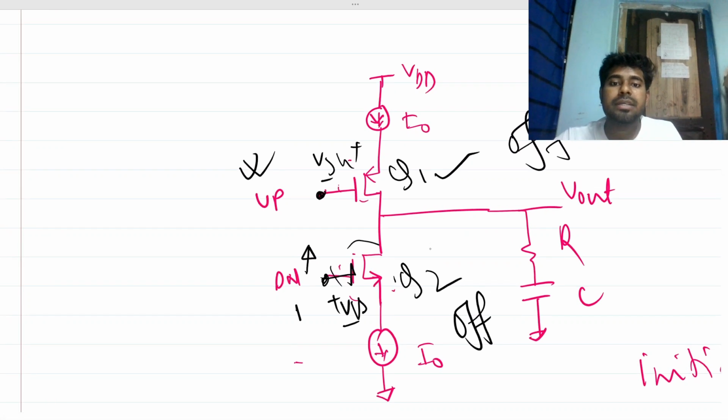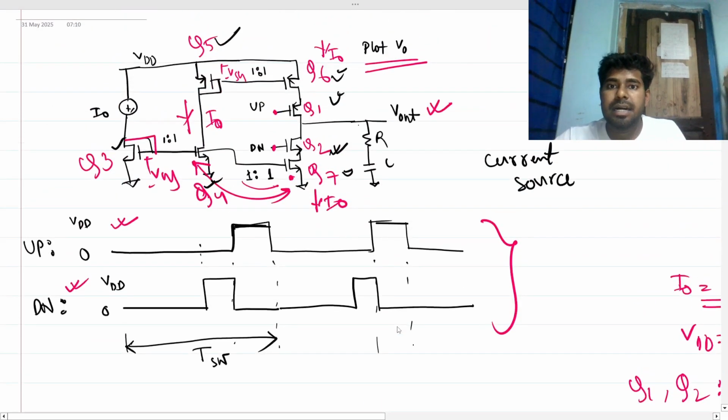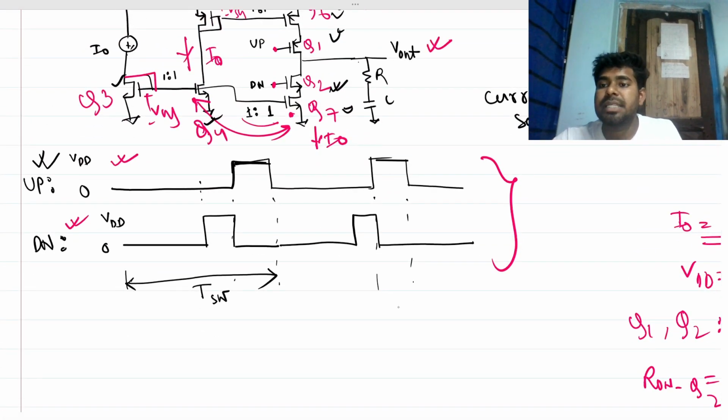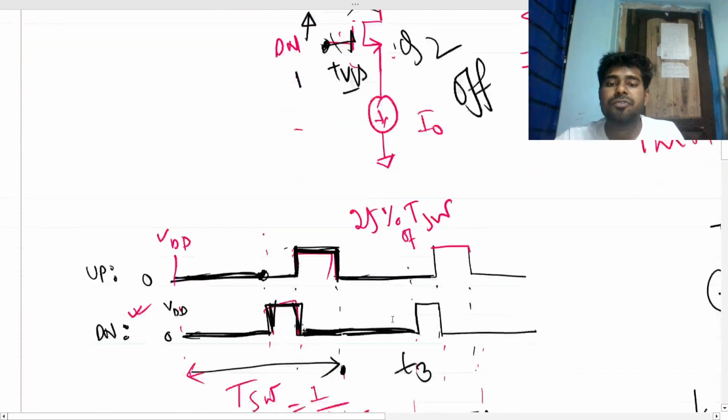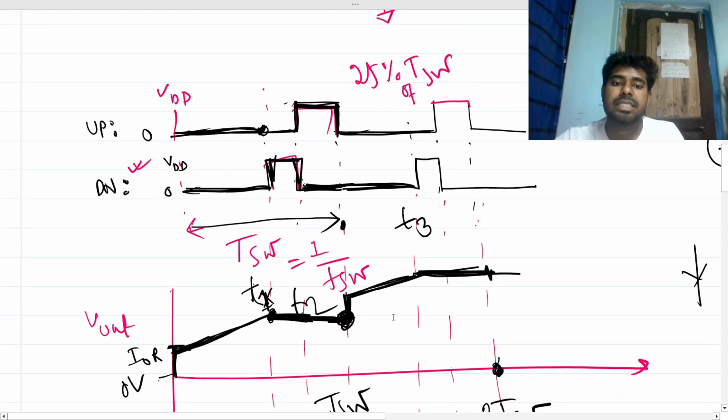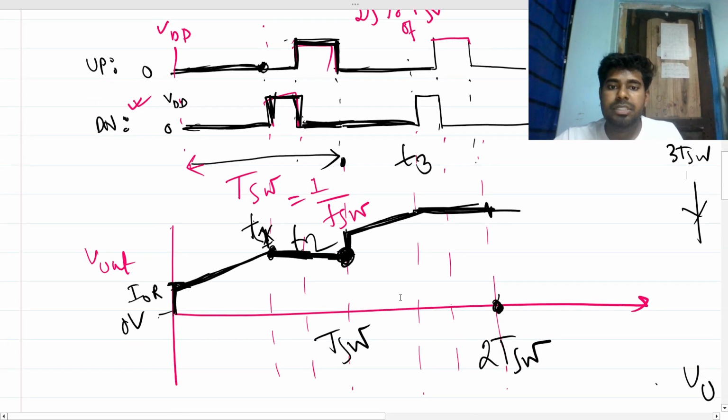Where the switches Q1 and Q2 are controlled by this up and down signal, and we have analyzed the circuit using this up and down signal, and we are getting this kind of phenomenon. So this kind of waveform, and it will be continued. If you go for your TSW, 3 TSW, it will be an increased value. So this is your complete circuit.